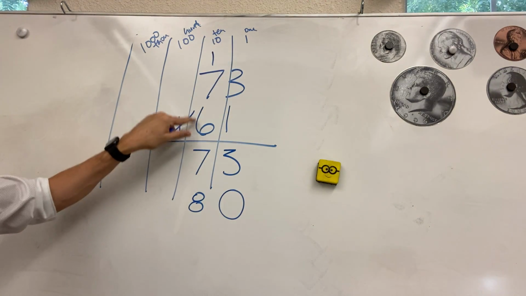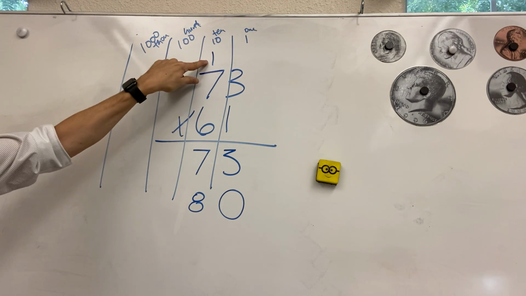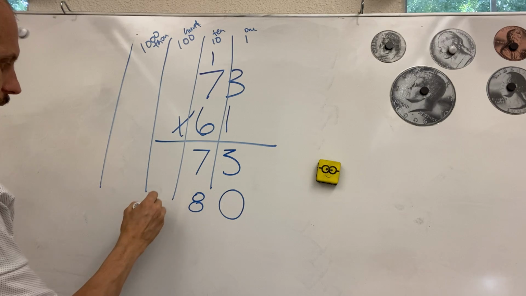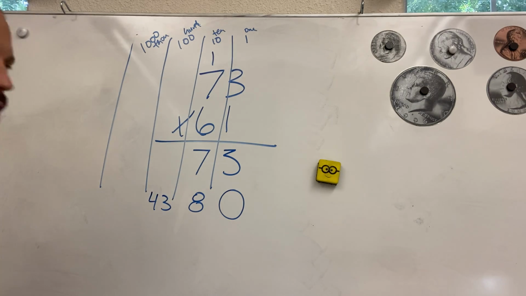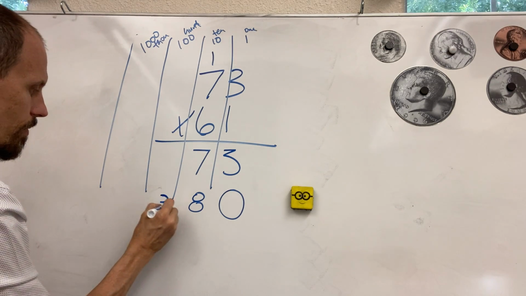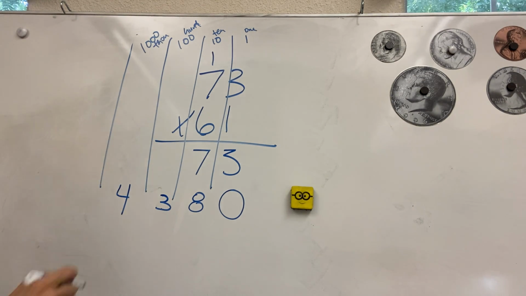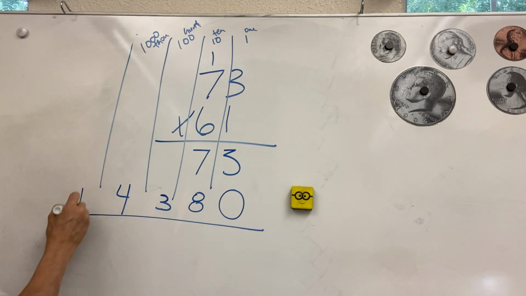Now we're going to go 7 times 6, or 6 times 7, is 42, plus 1 is 43. Are we going to do this? No, boys and girls. We're going to put the 3 in that column, and we're going to move the 4 over here into our thousands place. Draw a line. We're going to add this now. Where do we start? We start in our 1's place.